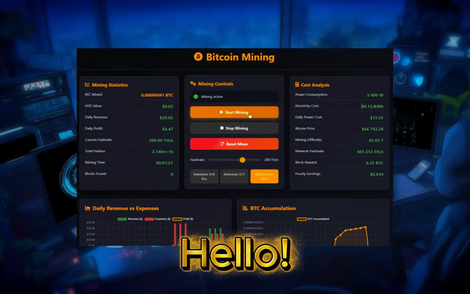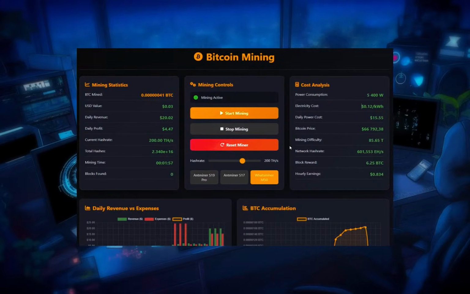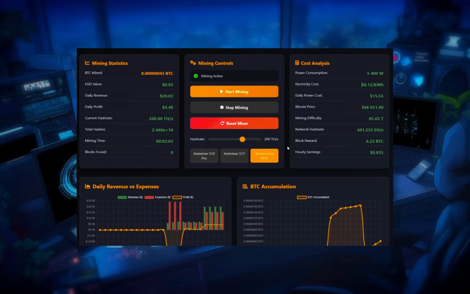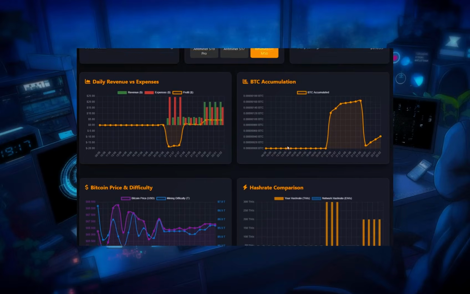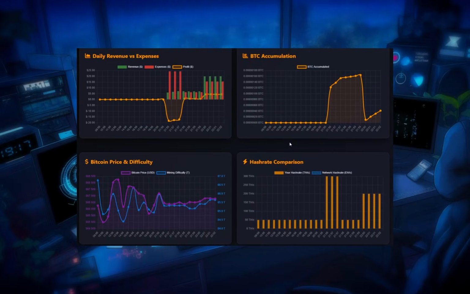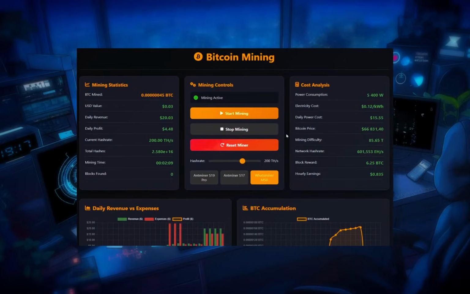Hey guys, today I'm going to show you my program for mining Bitcoin. Here, you can see real-time statistics, your computer's power consumption, real currency exchange rates, your current earnings, your potential earnings, and the load on your network. Depending on the power of your computer, you can earn good money.